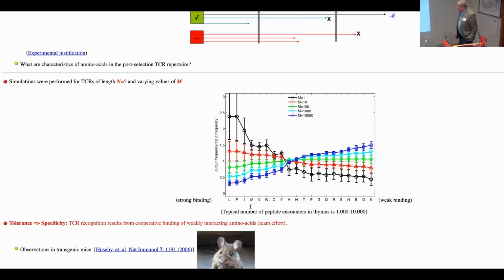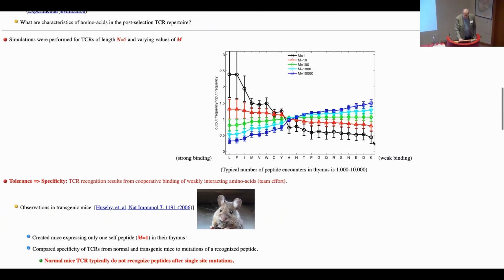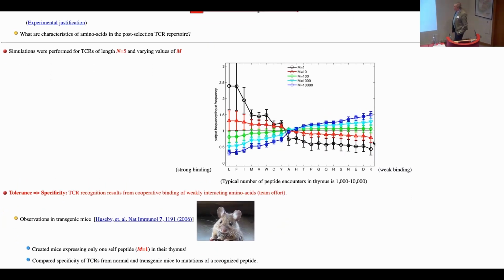While if you are selecting against many, of the order of 10,000, then you find that there is a preponderance of weakly binding amino acids. Because strongly binding, if you have a few of them, then you can easily exceed the negative selection threshold. Okay? So suddenly this gives us an answer to how these T cell receptors can be simultaneously self-tolerant and specific.